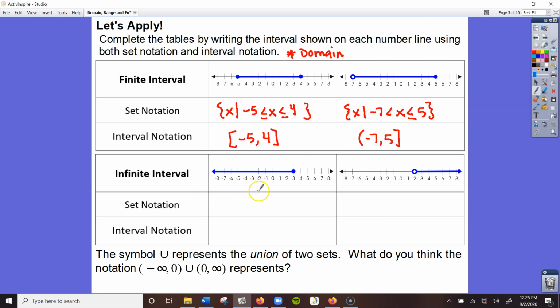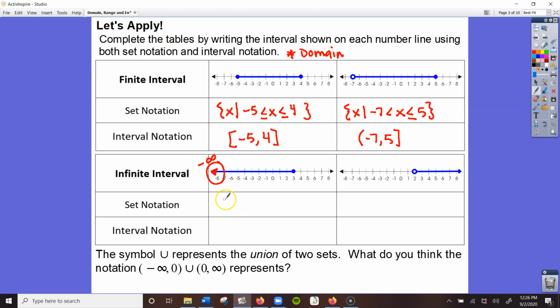Moving on to our infinite intervals, you see that this particular line here has an arrow on this side, signifying that it's going forever to the left. So this would be considered negative infinity, because as we go on forever to the left, those numbers become more and more negative the farther out you go.